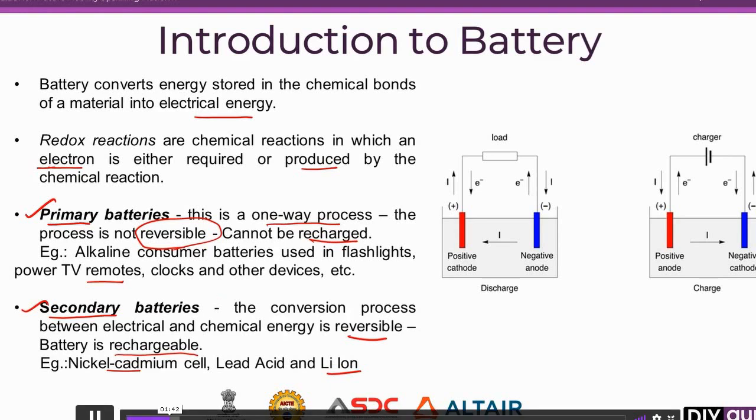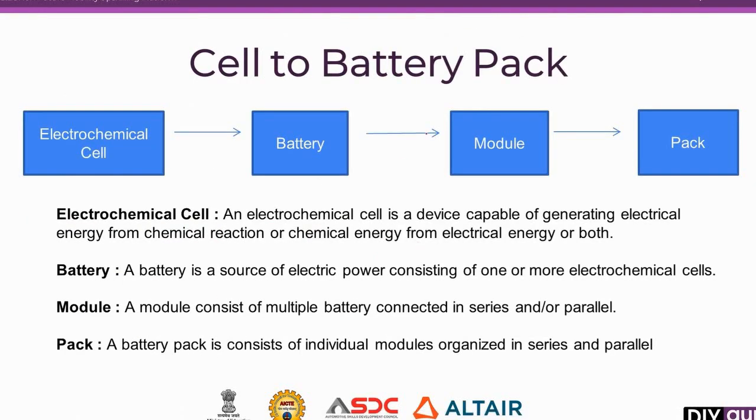Secondary batteries. Then comes how a battery pack is formed from a single cell, which we are going to see. Initially we will be having an electrochemical cell. An electrochemical cell is nothing but a device which is capable of generating electrical energy from chemical energy, or chemical energy from electrical energy, or by both means. It is nothing but a basic device. A group of electrochemical cells together form a battery.